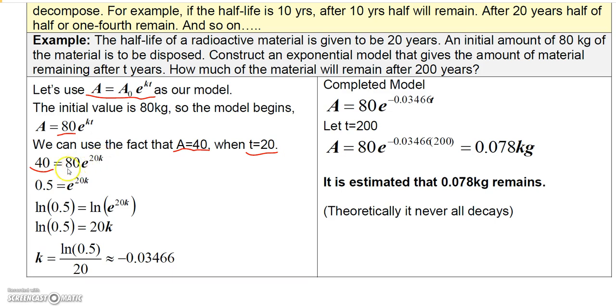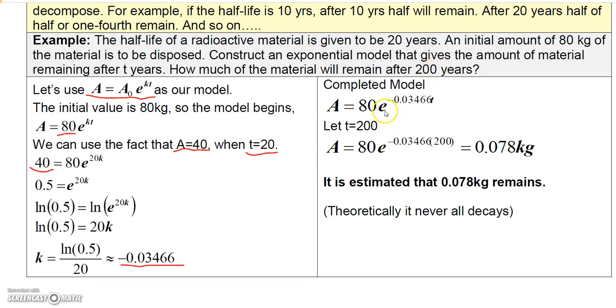Now, if you divide both sides by 80, you'll get 0.5 on the left and e to the 20k on the right. Then you can take the natural log of both sides to solve this, and you'll get the natural log of 0.5 equals 20k. Then just divide both sides by 20 to get k. So k would be the natural log of 0.5 over 20, which is negative 0.03466.